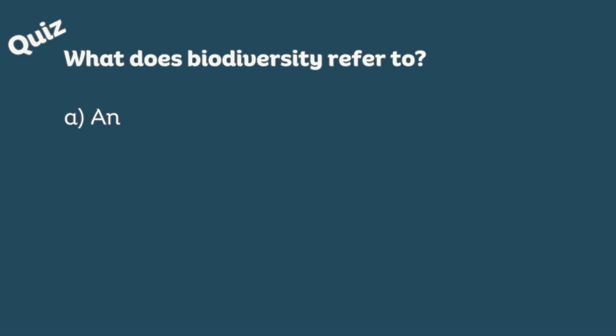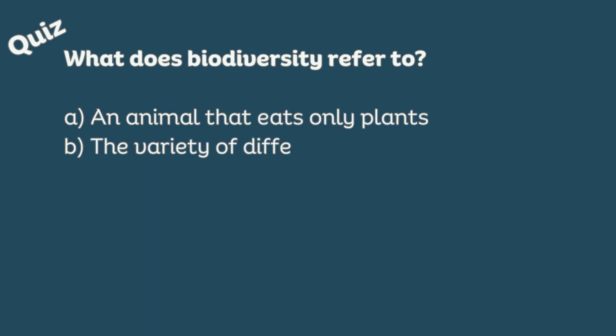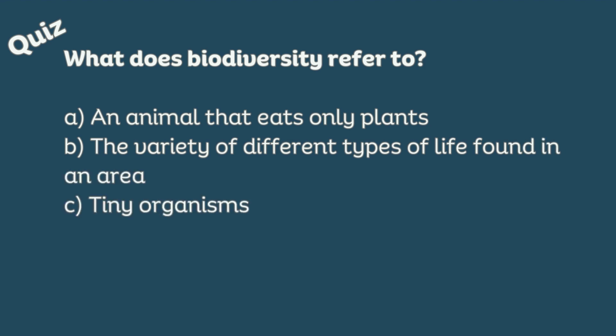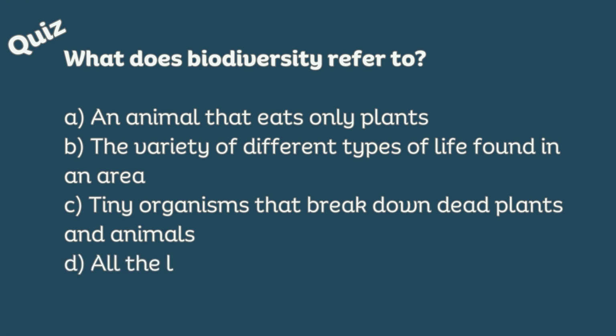What does biodiversity refer to? A. An animal that eats only plants. B. The variety of different types of life found in an area. C. Tiny organisms that break down dead plants and animals. D. All the living parts of an environment.